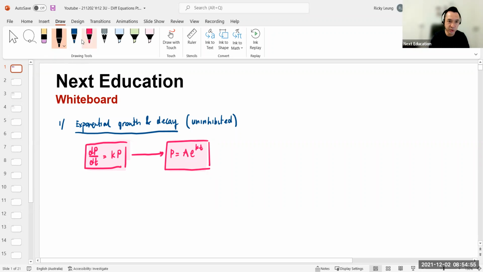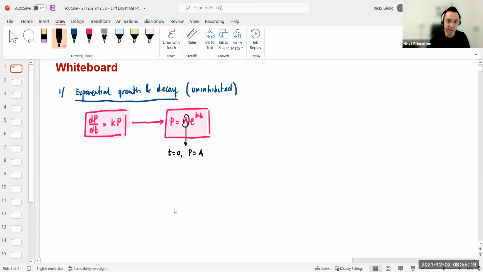Just to be clear, when you're dealing with this, the variable A is essentially the initial population or initial mass. So when t equals 0, my population is A. That's important because when I start integrating, we all know that there's a constant that we have to find, and this will allow us to sub in to find the constant. As part of this, I'm going to prove that when you go from the left to the right, you use integration.